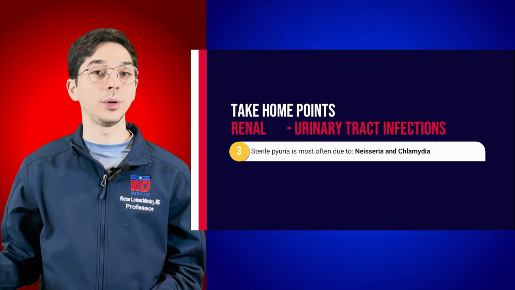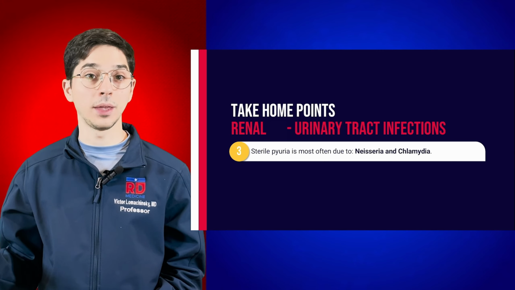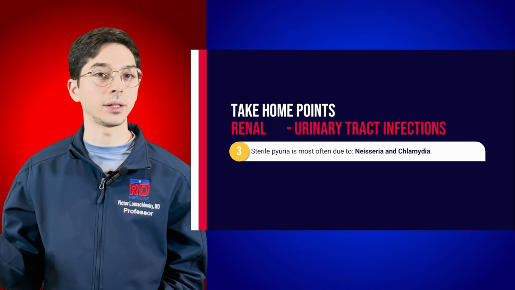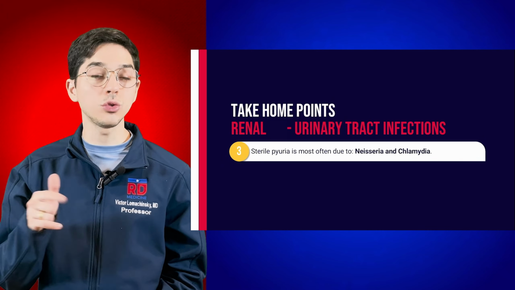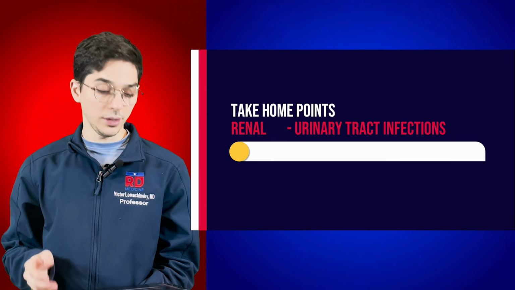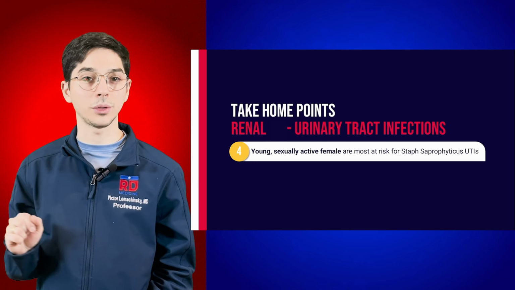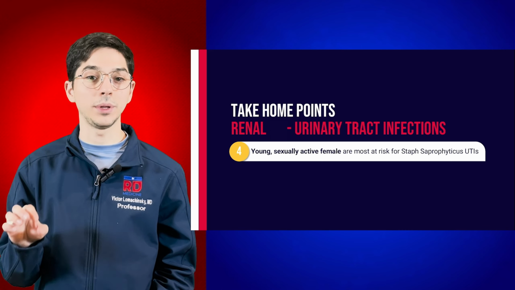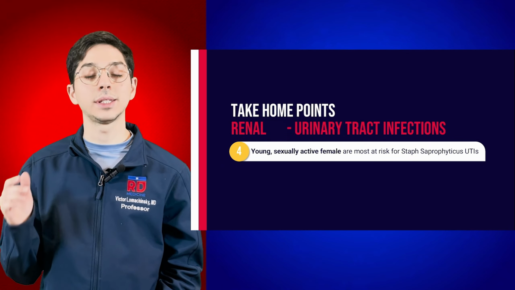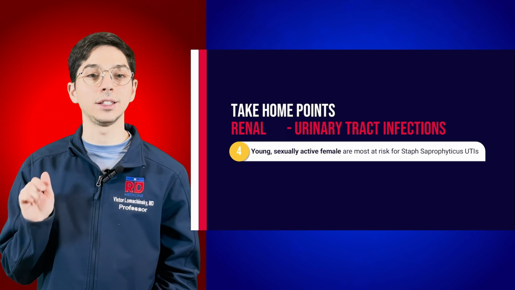Sometimes when we're talking about urinary tract infections, we come across the term sterile pyuria, meaning presence of leukocytes but no identifiable bacteria. Which ones are the bacteria that usually lead to that finding? Those are Neisseria and Chlamydia. And talking a little bit about epidemiology, we discussed how young, sexually active females are the preferential epidemiological group for Staph saprophyticus. Staph saprophyticus UTIs are usually seen in young, sexually active females.